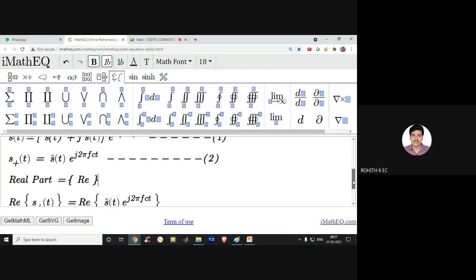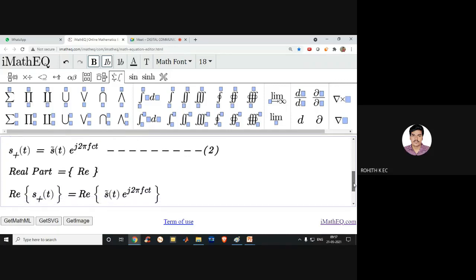So when I consider the real part of S plus of t, I'll write RE, and in the bracket S plus of t, which is equal to RE of S tilde of t into e power j 2 pi fct, since you know that S plus of t is equal to S tilde of t into e power j 2 pi fct. Any doubt at this point? Because if you understand this equation, then you can understand the relationship between the complex envelope and canonical representation.